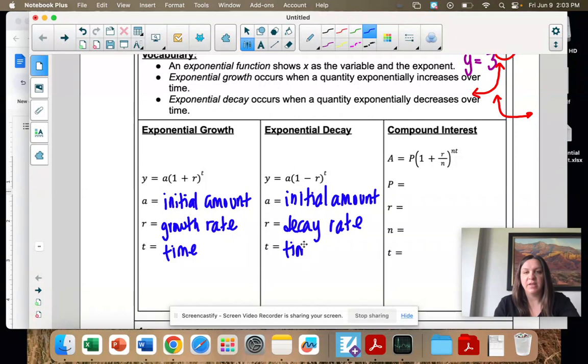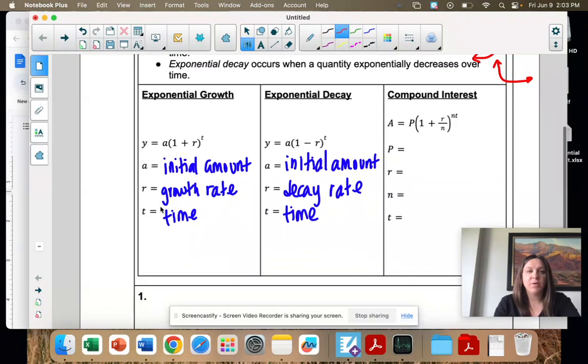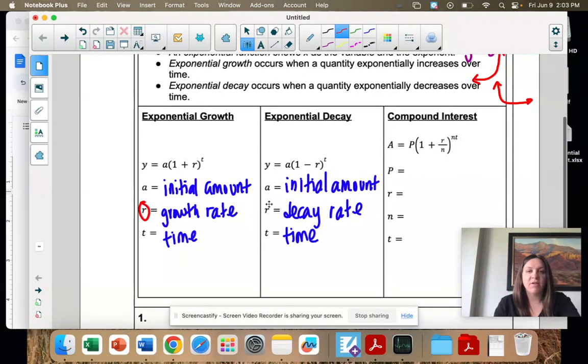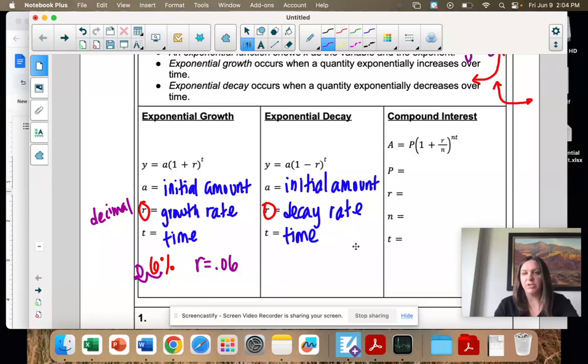And T is time. So just a quick note, when we talk about rates, R, usually we're given a percentage. Like say we're given 6%. Our R value would be the decimal version of that. So remember, to write a percent as a decimal, you put your place value period at the end and move it back 2 spots. So 6%, R would be 0.06. That's what you would use in your equation.